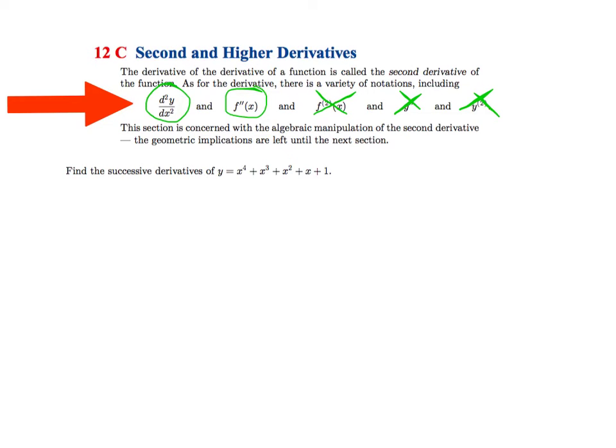Okay, all of a sudden you'll see that at the top there a worked example has appeared, where it says find the successive derivatives of y equals x to the power of 4 plus x to the power of 3 plus x to the power of 2 plus x plus 1. If you understand this worked example that I'm going to guide you through, then that's all you really need to know. So the successive derivatives.